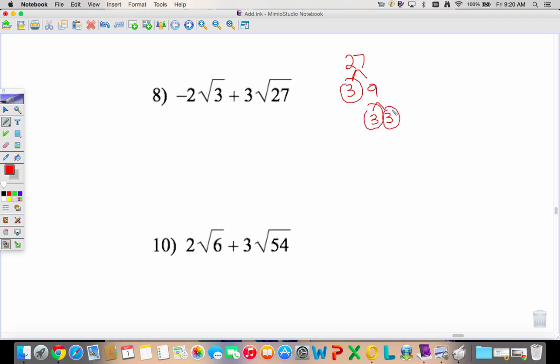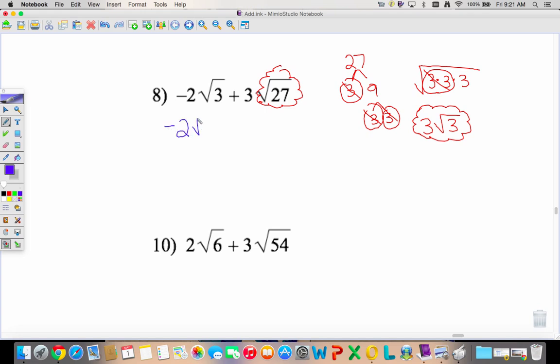So what we have is 3, 3, 3. I'm going to do my square root over here off to the side: 3 times 3 times 3. I have a pair of 3's I can pull out. So write it down, cross it off, and all I have left on the inside is a 3. This right here is what the square root of 27 reduces down to. So I'm going to rewrite my problem. I have negative 2 square roots of 3 plus 3 times, we just reduced the square root of 27, into 3 square roots of 3.